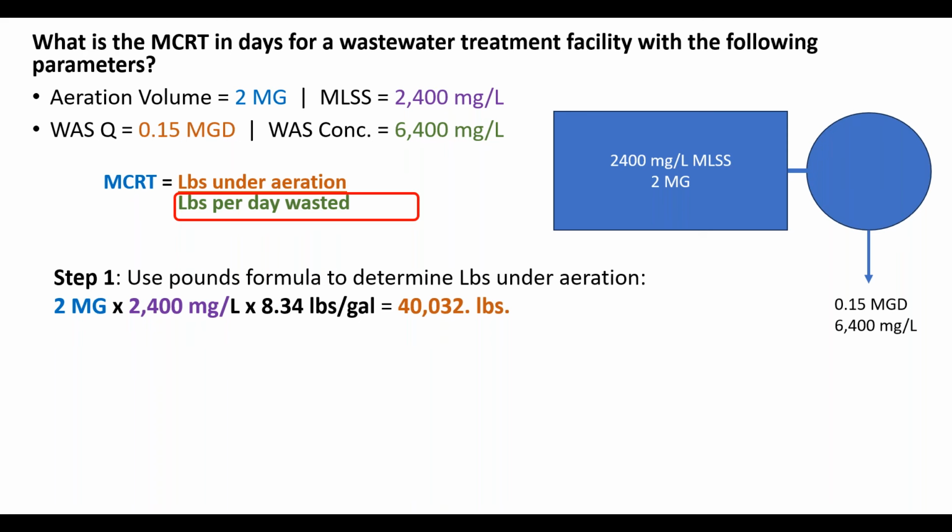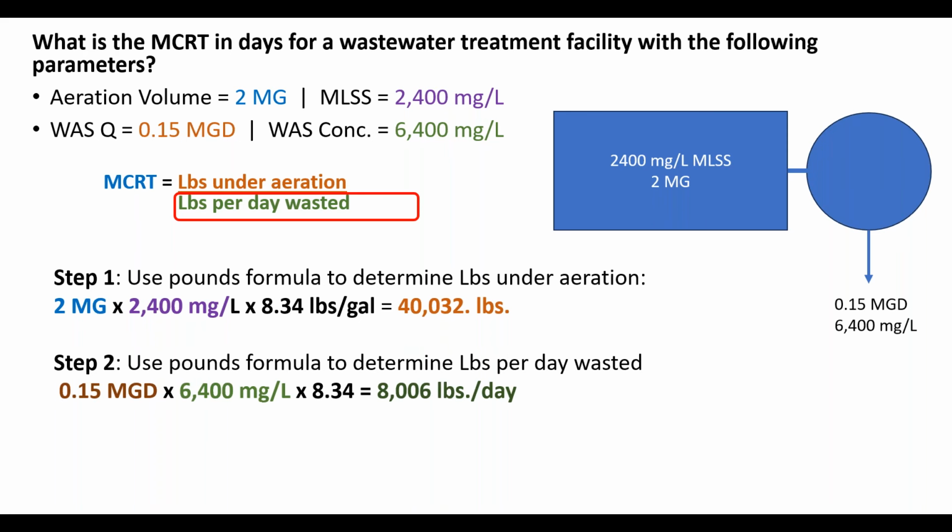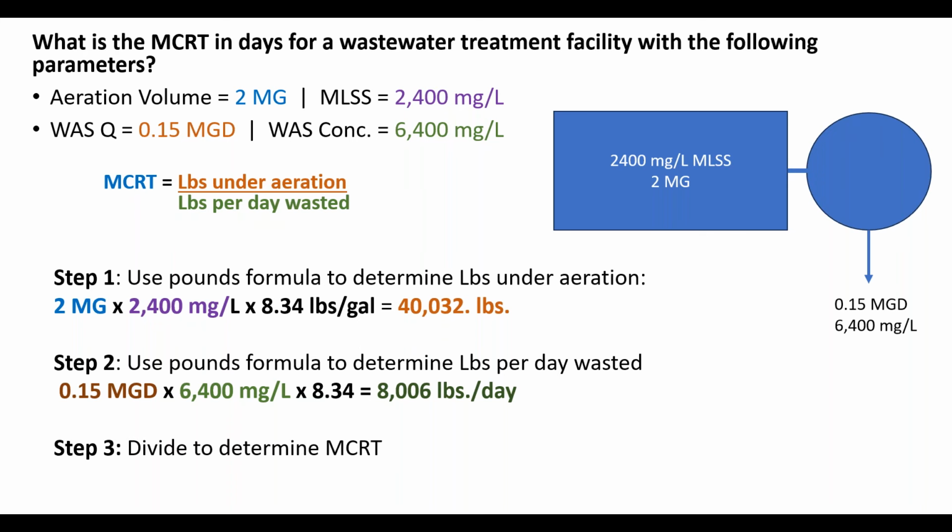And now we'll look at the bottom of the equation, the pounds per day that are wasted. We have the sludge flow of 0.15 MGD times 6,400 milligrams per liter times 8.34 pounds gives us 8,006 pounds per day being wasted. So can anyone tell me the number of days they think this MCRT is going to end up being? I see a bunch of answers for 5 days. Excellent job. So if we divide 40,000 by 8,000, just to say it in rough figures, it gives you about 5 days.